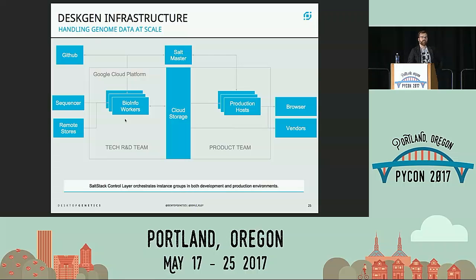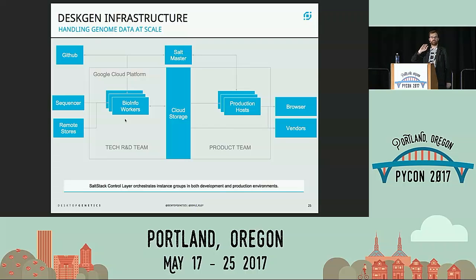So in terms of infrastructure, we work on the Google Cloud platform, which has been really handy because we can use Google Cloud Storage to store these terabyte-sized genome files easily and move them around between instances. This is all orchestrated with Salt. We have sort of two teams at Desktop Genetics. So we have the tech R&D team, which is really the heavy Python team with bioinformaticians and data scientists who are prototyping these things out and doing sort of offline large batch computations with a pool of workers.